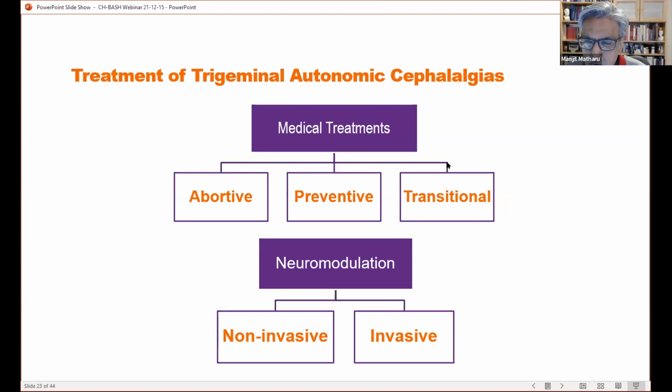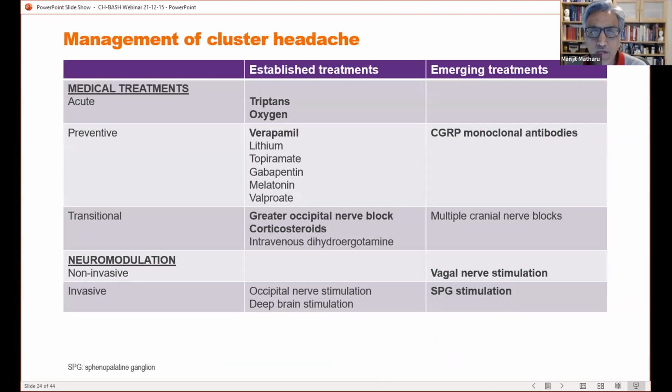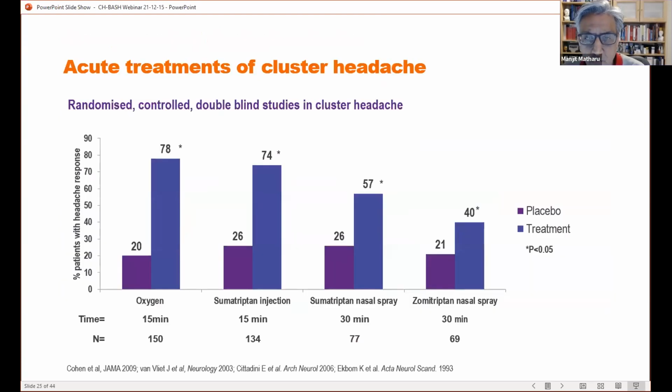This is where I would introduce the concept of transitional treatments. These are treatments that don't generally work for very long, but they work quickly and often work for a few weeks, and can be very useful in the management of the trigeminal autonomic cephalalgias. And of course, we also have neuromodulation, which can be invasive and non-invasive. This slide effectively gives you all the treatments that are generally used, and everything in bold has got randomized control data for it. I'm going to canter through these now very quickly.